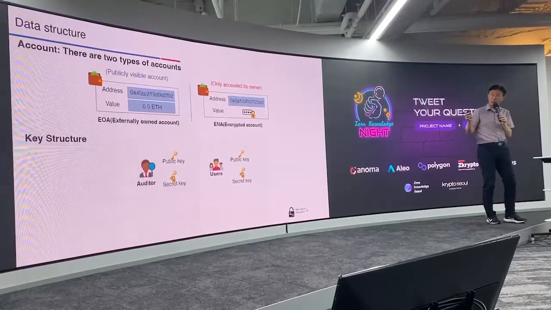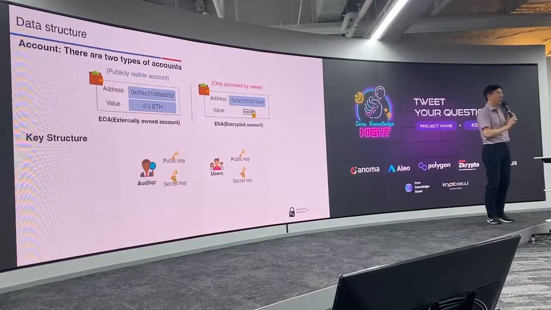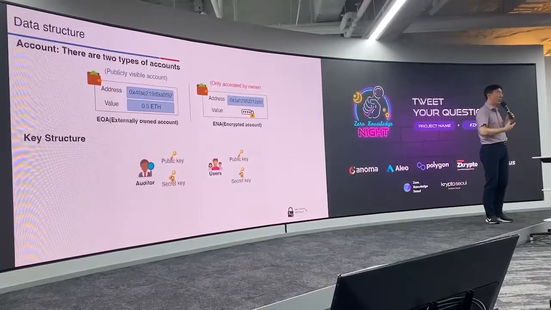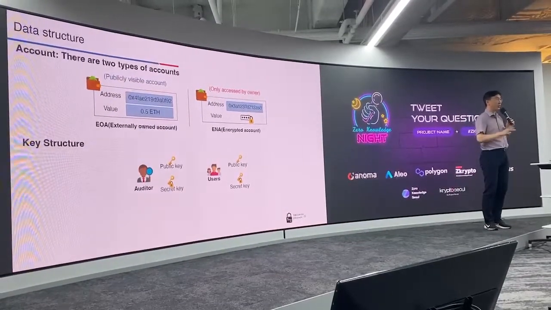And there are two entities. One is the auditor, and the other is just users. The auditor has a public key and private key. Using the auditor's private key, the auditor can decrypt all the transactions to trace them.